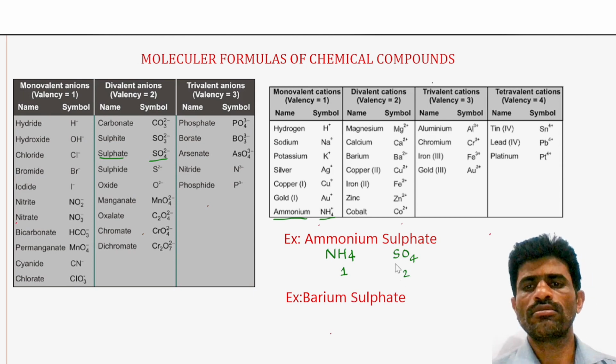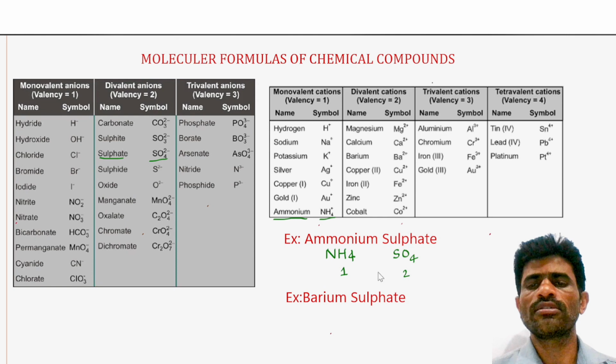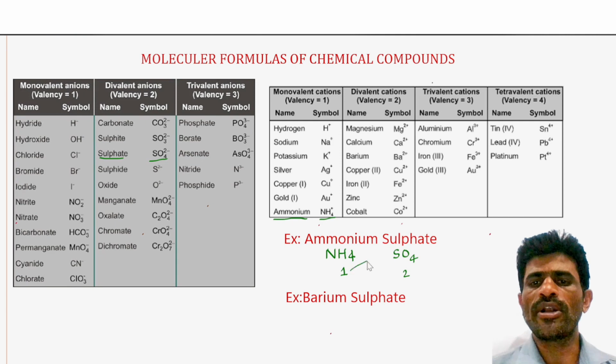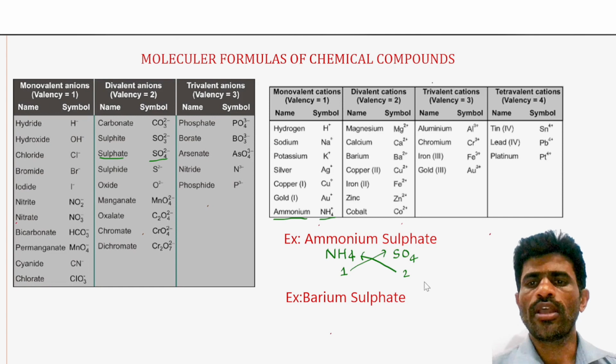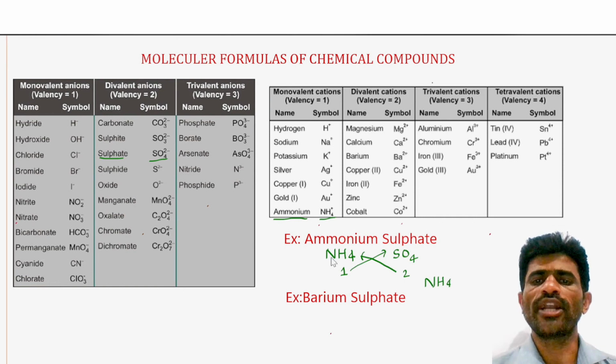After we write the symbols and valencies like this, we have to multiply these valencies oppositely. That is, 1 should be multiplied to sulfate and 2 should be multiplied to ammonium. Then the molecular formula of ammonium sulfate will finally be NH4, and these two should be multiplied to both the hydrogen and nitrogen atoms. So we have to use a bracket when you multiply 2, and the 2 should be written as a suffix.